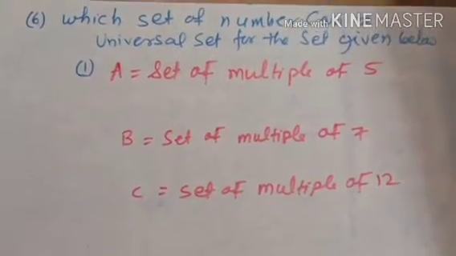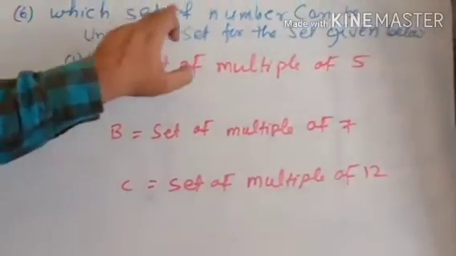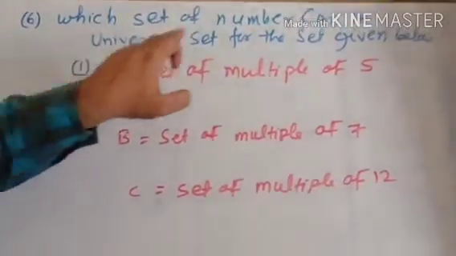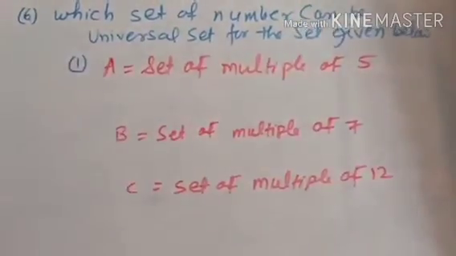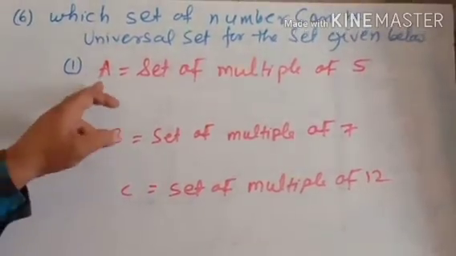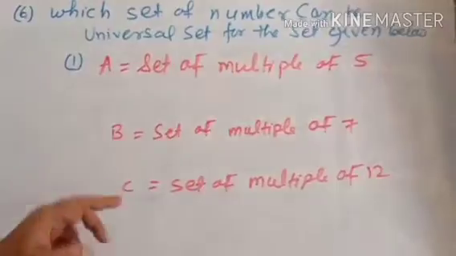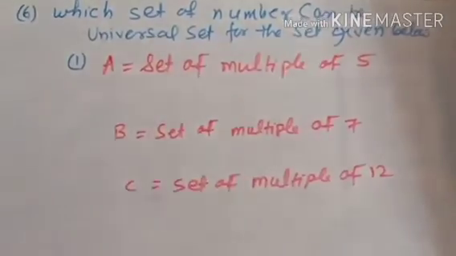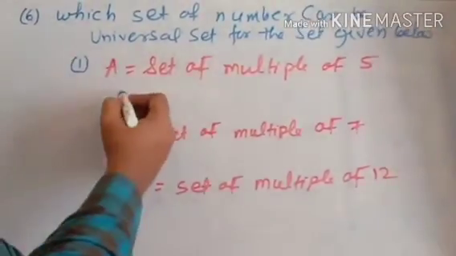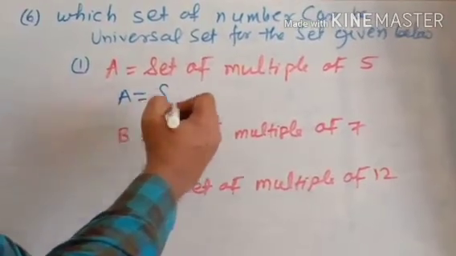So, question number 6 is what? Which set of numbers can be the universal set for the sets given below? First one is what? A is equal to the set of multiples of 5, B is equal to the set of multiples of 7, C is equal to the set of multiples of 12. Now we first write A is equal to what? Set of multiples of 5.